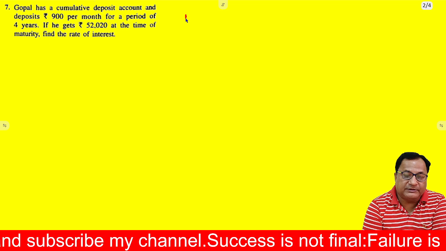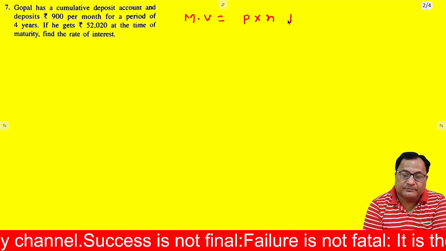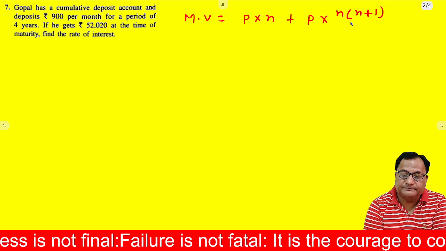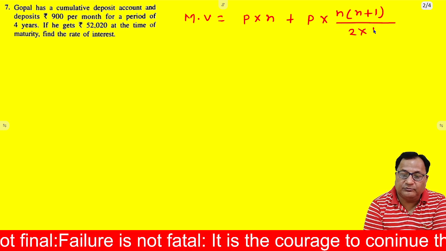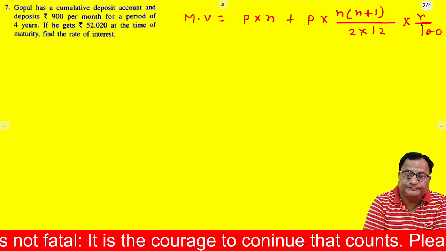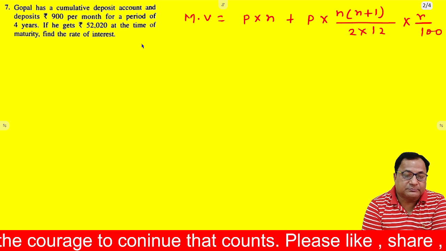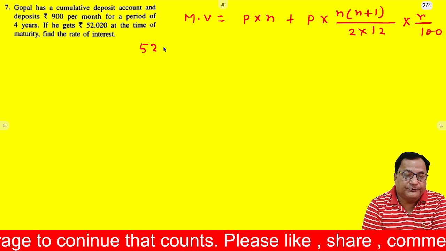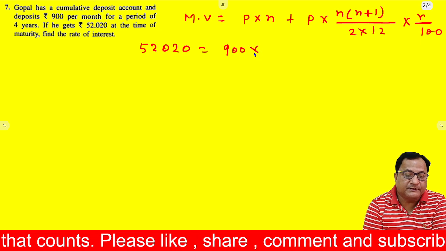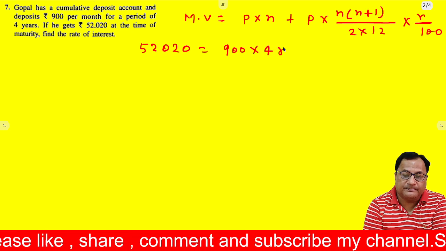So we will use the formula: maturity value is equal to P into N plus P into N into N plus 1, divided by 2 into 12, into R by 100. So maturity value is here 52,020. P is 900. N is equal to 4 years, which means 48.